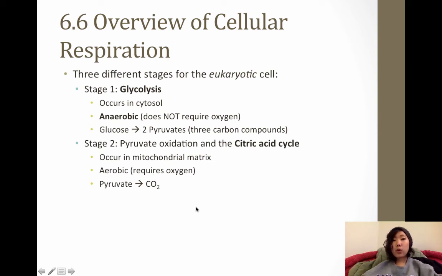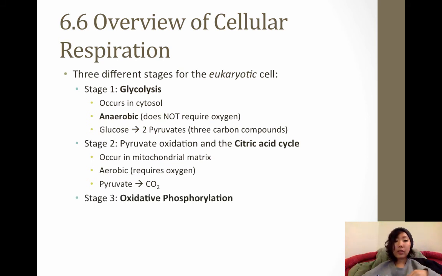You do generate a little bit of ATP in both of these stages, but the big idea for stage 1 and 2 is you're creating a lot of those electron carriers, NADH and FADH2. So you're pretty much taking all the electrons off of glucose and you're storing them in these electron carriers, and they're eventually going to bring it into stage 3.